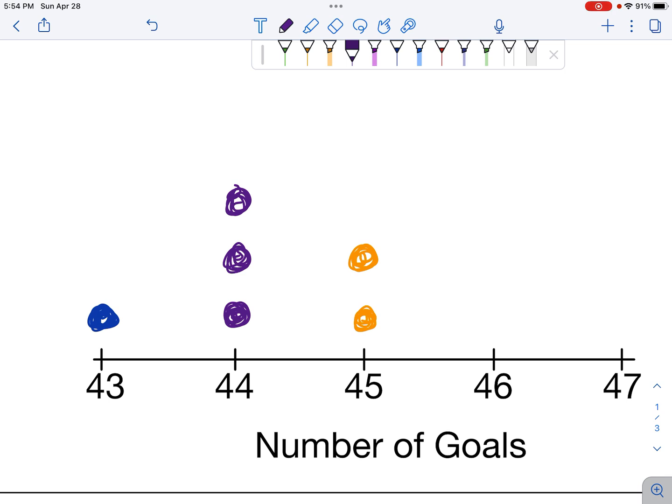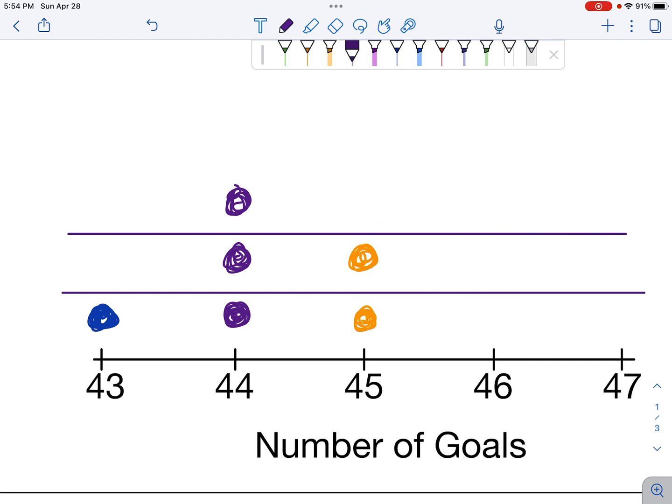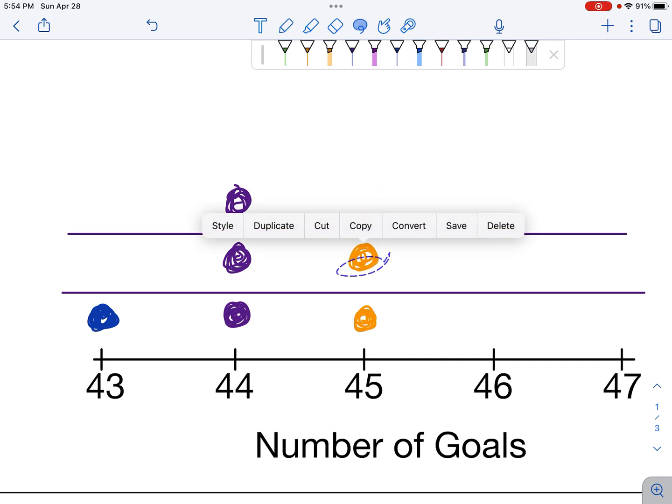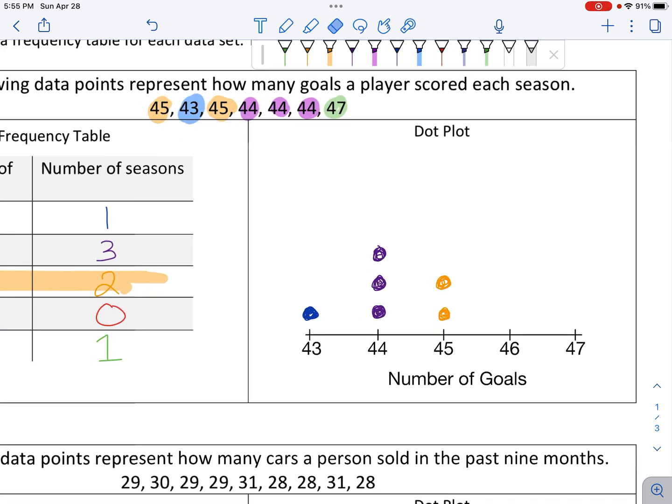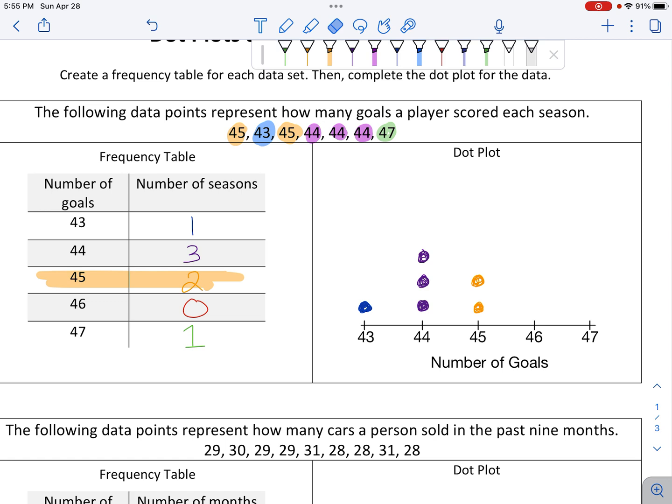If I made straight lines going across, can you see how they line up? I don't have this second one up here or on the line. I'm just trying to match them up pretty nicely. You do not have to make those lines. If it's helpful, you could. I don't really particularly enjoy them, so I'm taking them away.